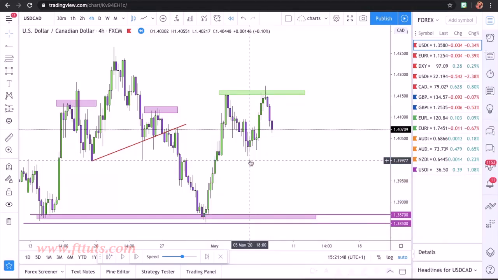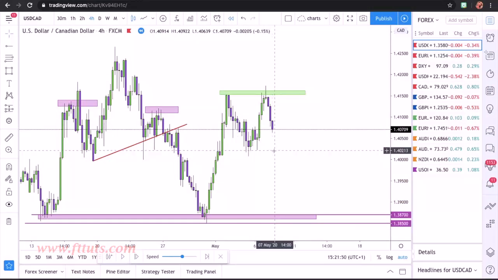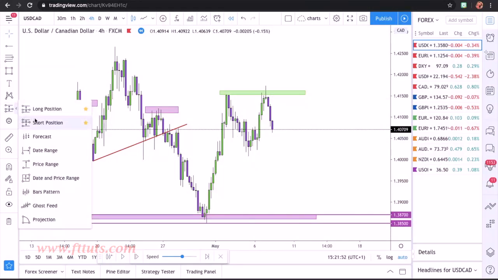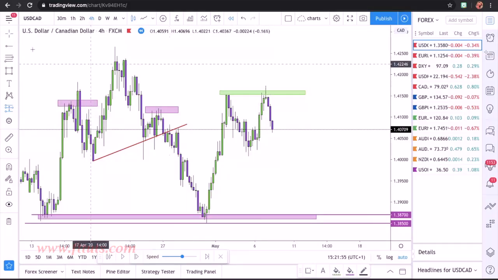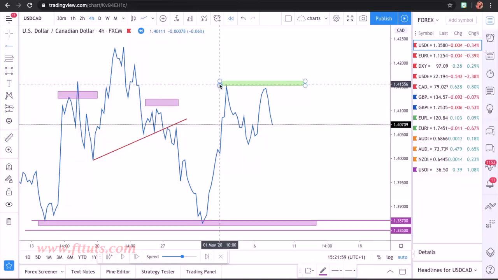So basically, we're out of that buy. We see a double top. Okay, we take a short at this level. So what's it at? Take a horizontal ray, go like this. Green guy.